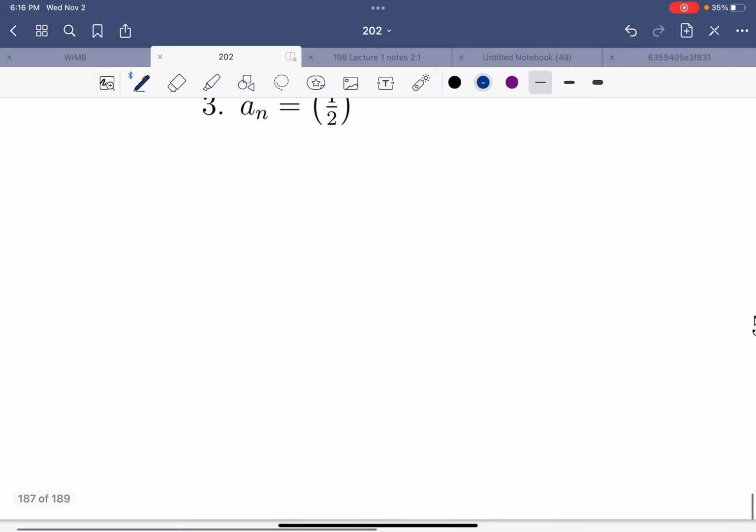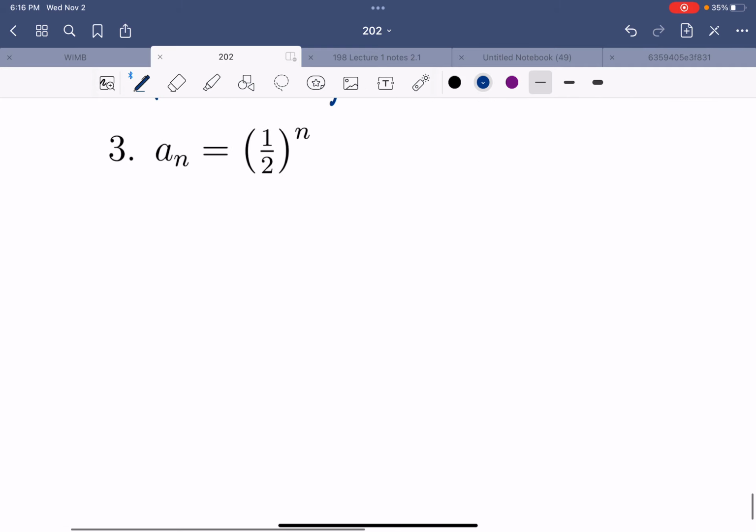And then lastly, we have number 3. So a_n is (1/2)^n. And so if we think about our terms, that's 1/2, 1/4, 1/8, and that's clearly decreasing as your denominator gets larger.